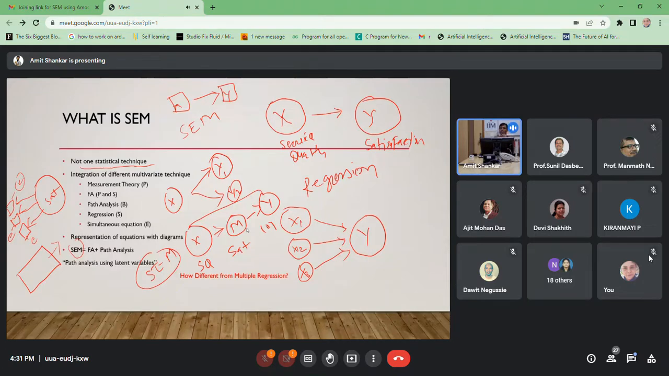Any question I'm open for it. If any question related to regression and structural equation modeling, where to use regression and where to use structural equation modeling. Any question, or is it clear?